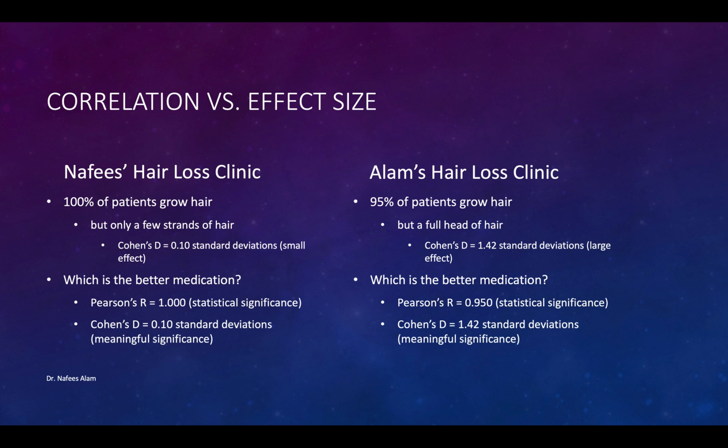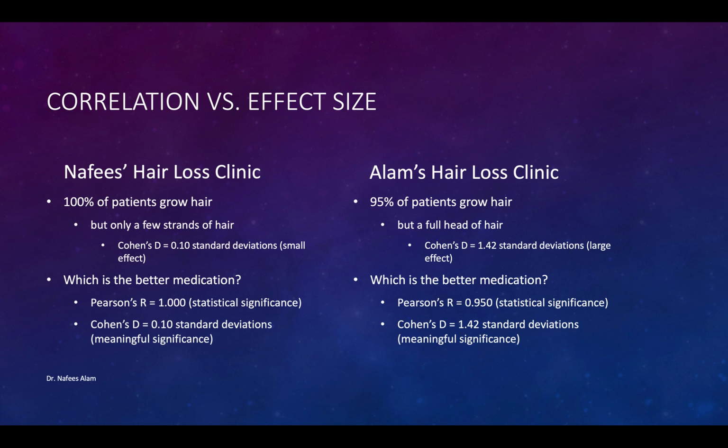So with Nafees' hair loss clinic, Cohen's d might be 0.1 standard deviations, which is a small effect, but with Alam's hair loss clinic, Cohen's d might be 1.42 standard deviations, which is a large effect. So even though there's a 95% success rate versus the 100% success rate for Nafees' hair loss clinic, Alam's hair loss clinic has a Cohen's d of 1.42 standard deviations, which is a large effect, versus the 0.10 standard deviations small effect that Nafees' hair loss clinic medication has.